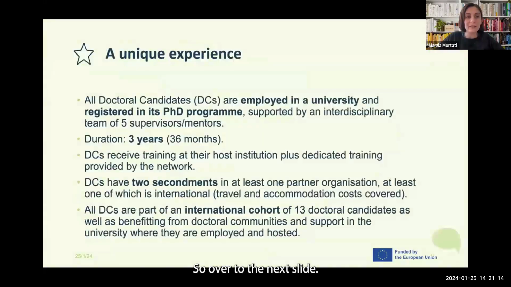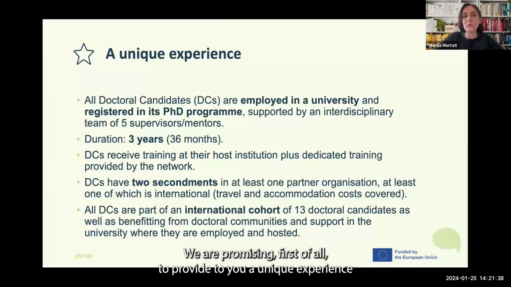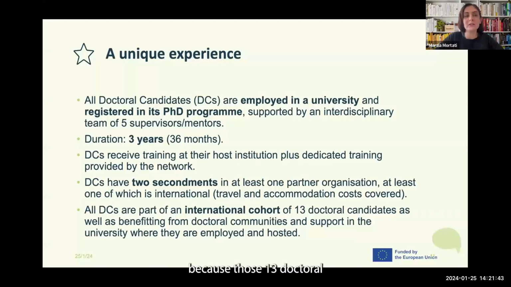So over to the next slide. Here is what we are promising to any of you that is going to apply, and especially to those 13 lucky people that will be selected and will work with all of us, all of this network, for the full 3 years. What are we promising? We are promising, first of all, to provide you a unique experience, because those 13 doctoral projects are unique, and super cutting edge from our perspective in terms of research.